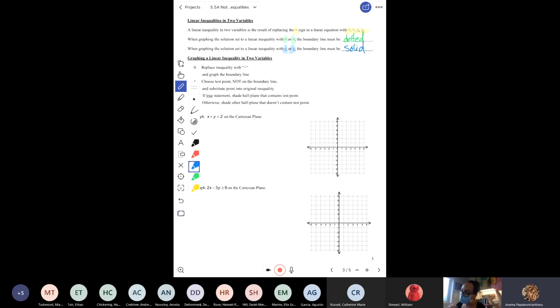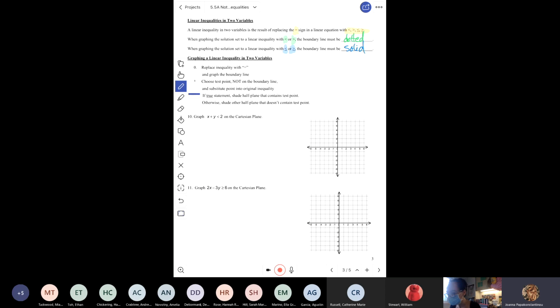And then I have to determine what side, which half plane I am shading. Easiest way to do that is find a test point, substitute back into the original inequality, and see if you get a true statement. If you get a true statement, you shade the side that has that point. If you get a contradiction, if you get a false statement, don't even think about shading that half plane. Shade the other half plane. Now, I personally like to always choose 0, 0 unless I'm passing through 0, 0. So let's go ahead and do that.